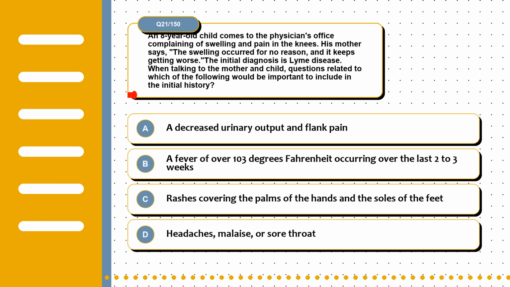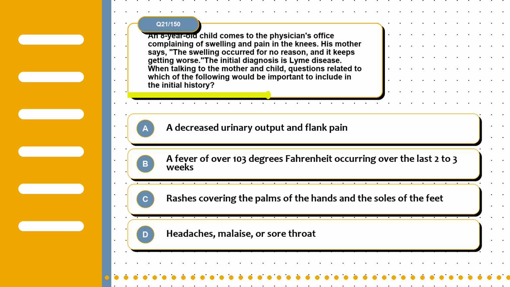Question 21. An 8-year-old child comes to the physician's office complaining of swelling and pain in the knees. His mother says the swelling occurred for no reason and it keeps getting worse. The initial diagnosis is Lyme disease. When talking to the mother and child, questions related to which of the following would be important to include in the initial history? Here are the options.